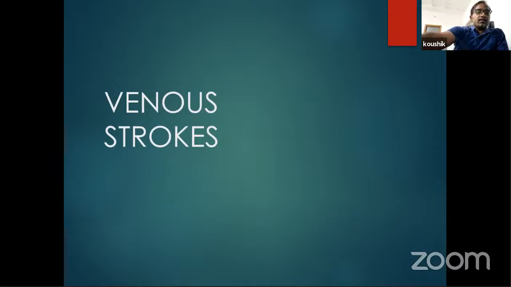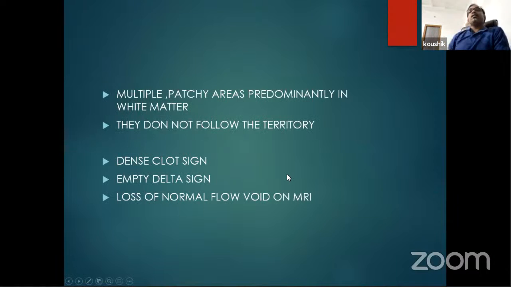This is regarding the hemorrhagic. Till now we have spoken regarding the arterial infarcts. There is another thing called venous strokes, which do not confine themselves to the arterial territory. First thing. Second thing, venous strokes are usually peripheral, usually multiple, patchy. They are not wedge shaped, and they are seen predominantly in the white matter.